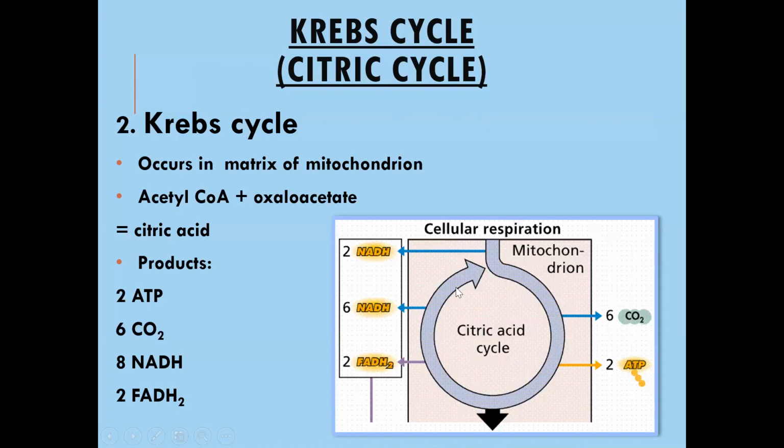It's just going to be continuous, right? As we put in new citric acid, it's going to keep doing this. We're going to get 2 ATPs, 6 carbon dioxides, 8 NADH, and 2 FADH. Again, remember, these are going to help transport those H pluses into the next step.